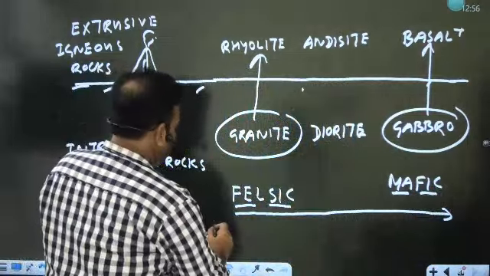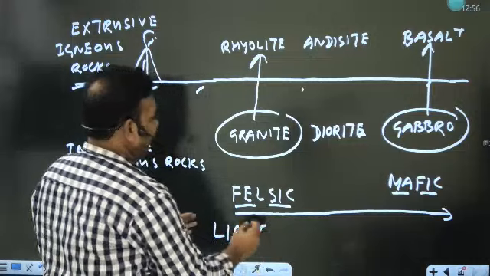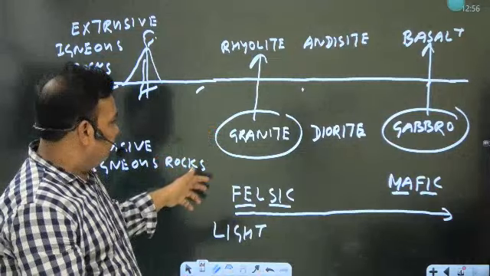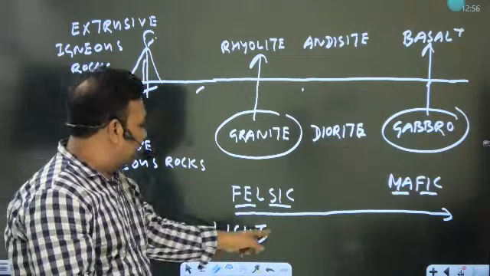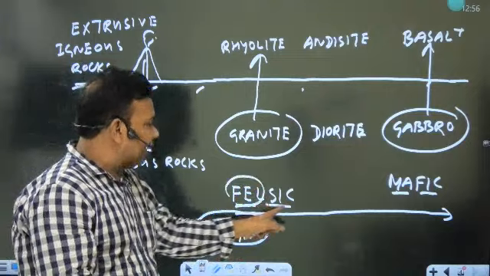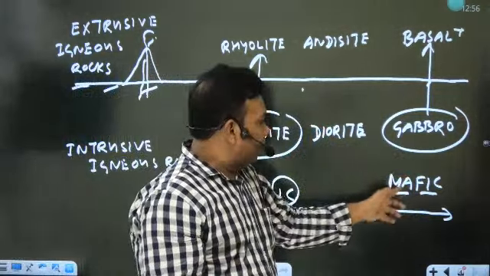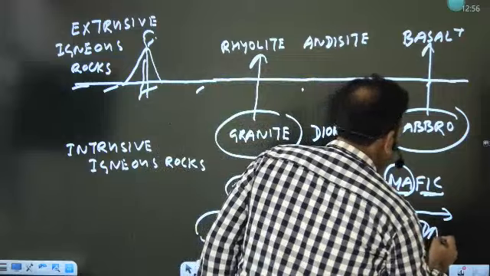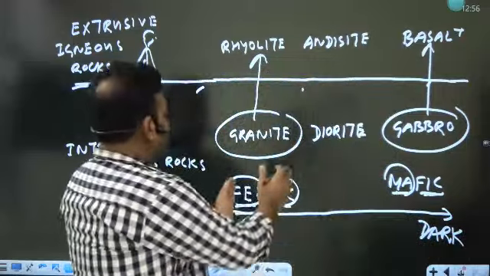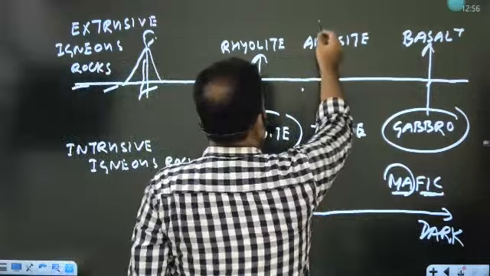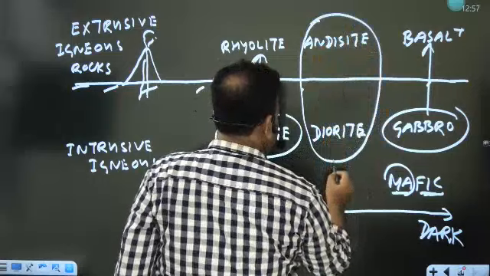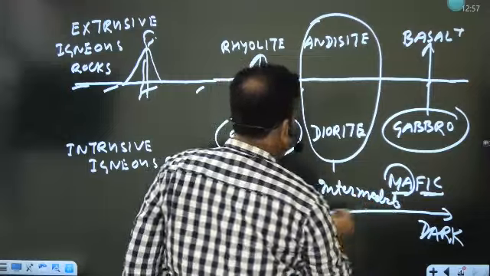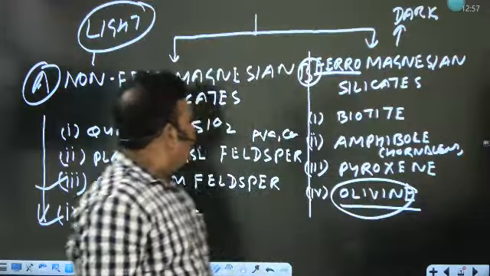Felsic rocks are mostly lighter in nature, lighter in color, like granite, with a black pepper-like appearance on sand. They are mostly light, with more feldspar and silica content, whereas in mafic rocks, magnesium and ferrous content is more. So they are mostly dark in nature. In between light and dark, we have this group, which is intermediate in nature. These are referred to as intermediate rocks.